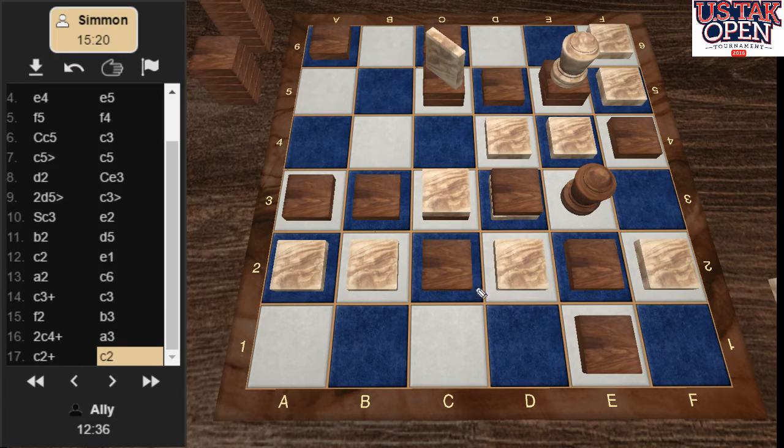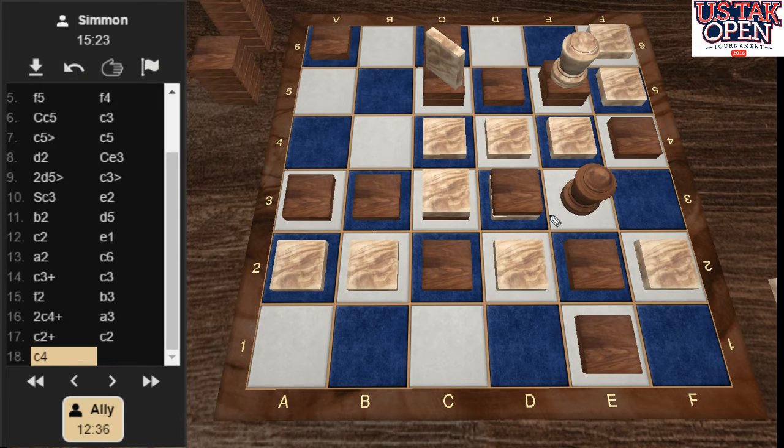Oh, and there we go. Ally decides to just fill in that C2 square. Oh, and Simmon's filling in here. Interesting. So you've got to keep an eye on Simmon's connections. So he's got both top and side here. So this guy, this is an attack threat. This is reaching here.